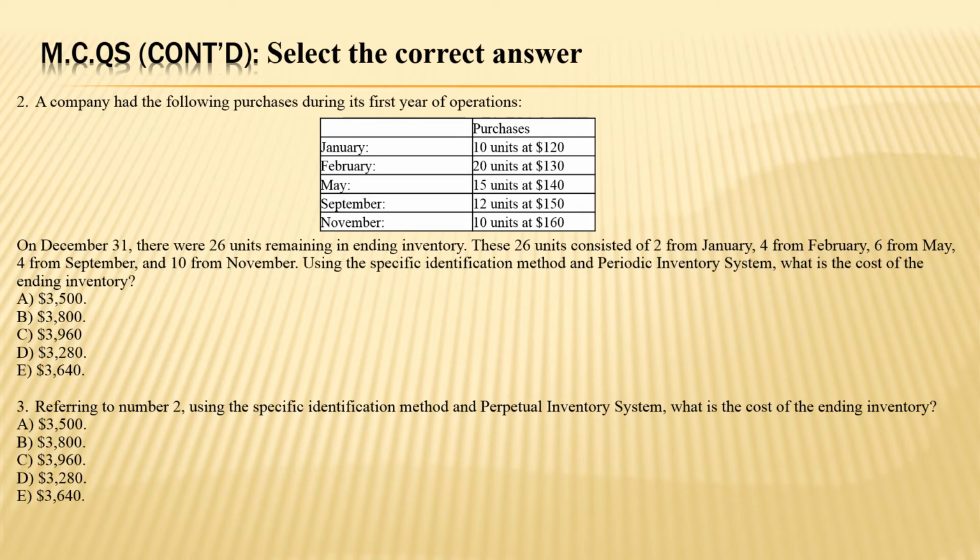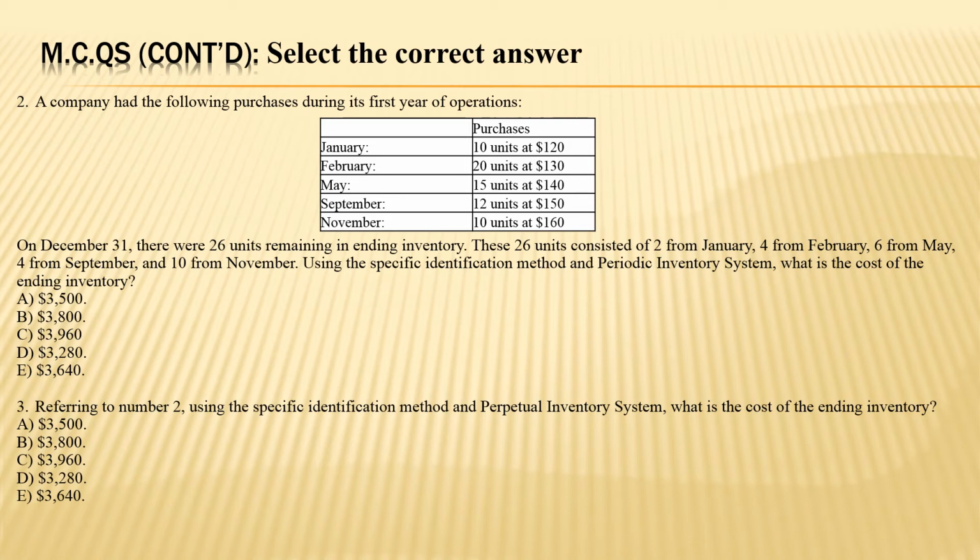In January, I have 10 units at $120 per unit. In February, 20 units at $130 per unit. In May, 15 units at $140 per unit. In September, 12 units at $150 per unit. And finally, in November, 10 units at $160 per unit. On December 31st, there were 26 units remaining in ending inventory.